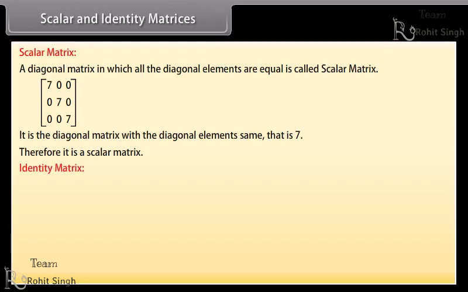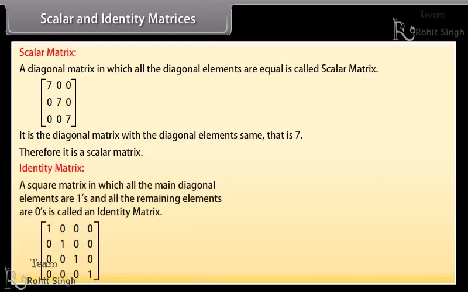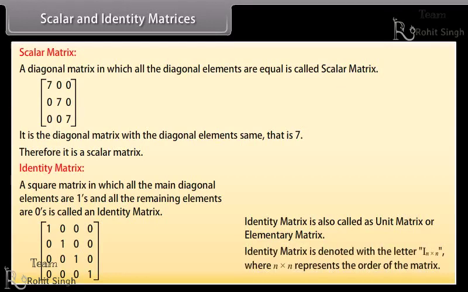Identity matrix. A square matrix in which all the main diagonal elements are ones and all the remaining elements are zeros is called an identity matrix. Identity matrix is also called a unit matrix or elementary matrix. Identity matrix is denoted with the letter I, n by n, where n by n represents the order of the matrix.